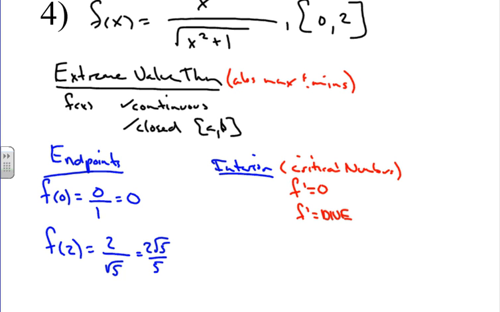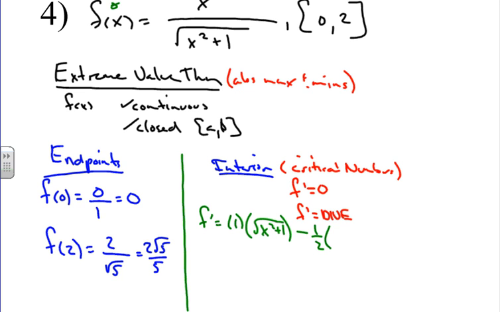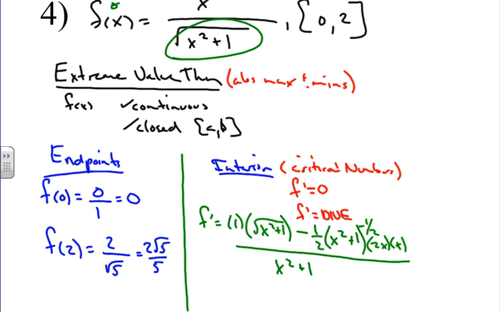So we're going to find out where f prime equals 0. Well, first find f prime. I'm going to use the quotient rule. Find f prime: I have the derivative of the top, which is 1, times the bottom, which is the square root of x squared plus 1, minus the derivative of the bottom, which is 1/2 times the quantity x squared plus 1 to the negative 1/2 power, times the inside, which is 2x, times the top, which is x. All of this is going to be over the denominator squared, the quantity x squared plus 1. I'm going to move on.